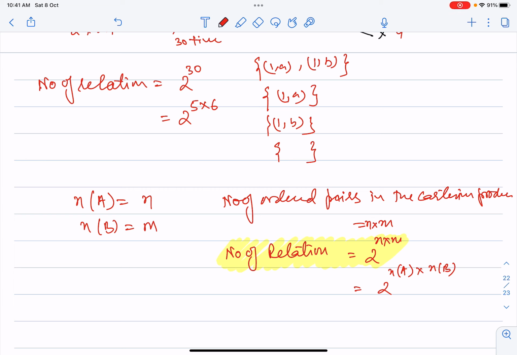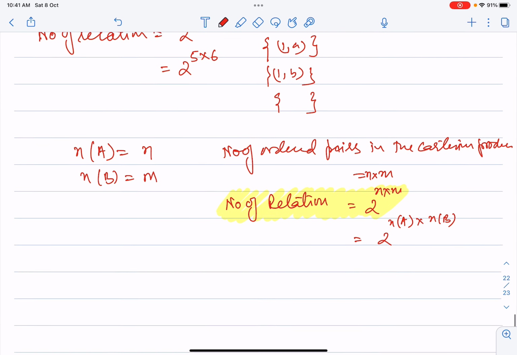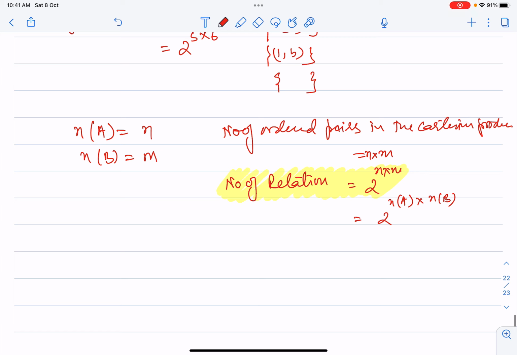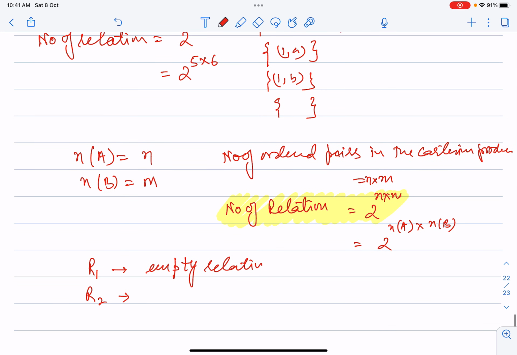Now one more thing: there are two relations that are important. The first relation can be the empty relation, where there are no ordered pairs, and there can be another relation which has all the ordered pairs, and that is called the universal relation.